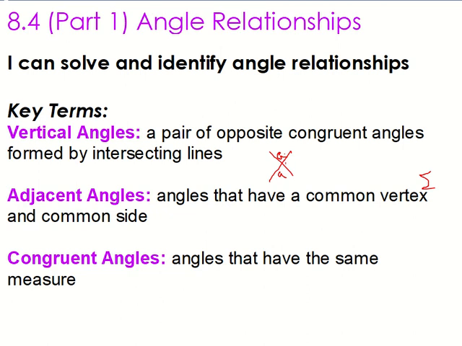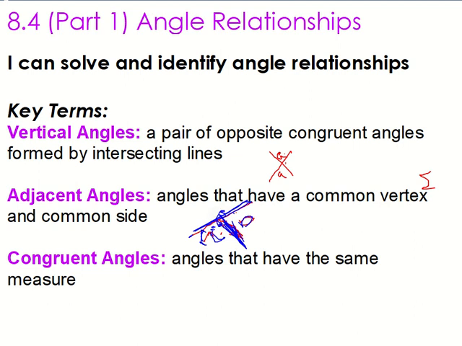Adjacent angles have a common vertex and a common side. So if, again, maybe I go like this, it would be like A with B, okay? A with B, because they share this side right here and this vertex right here. And we'll get into that a little bit more.